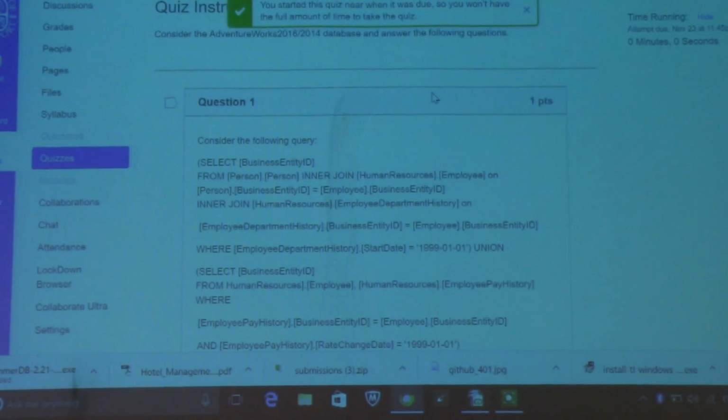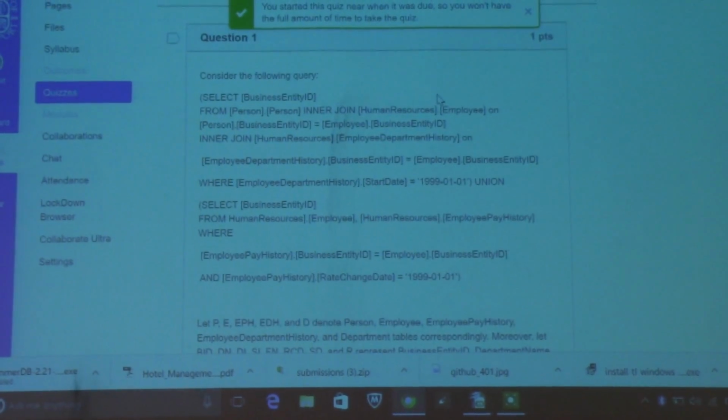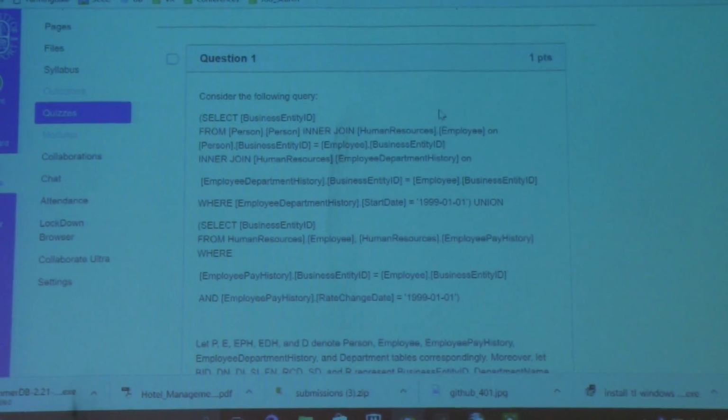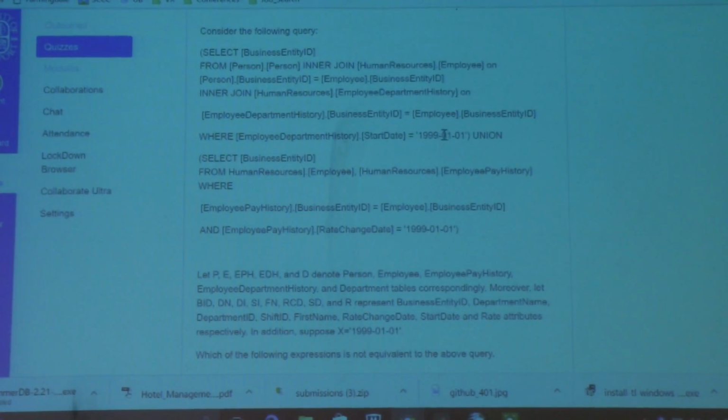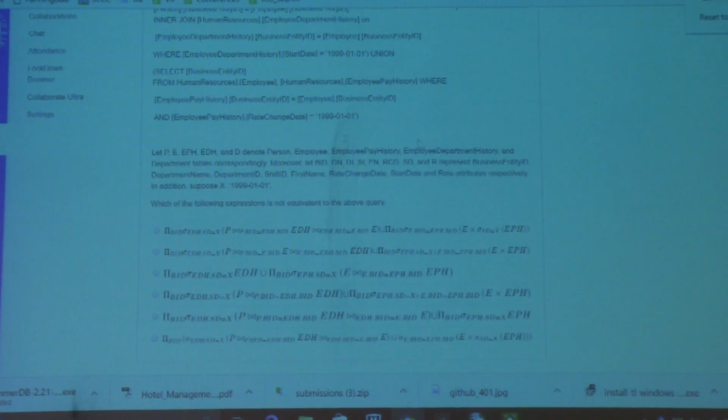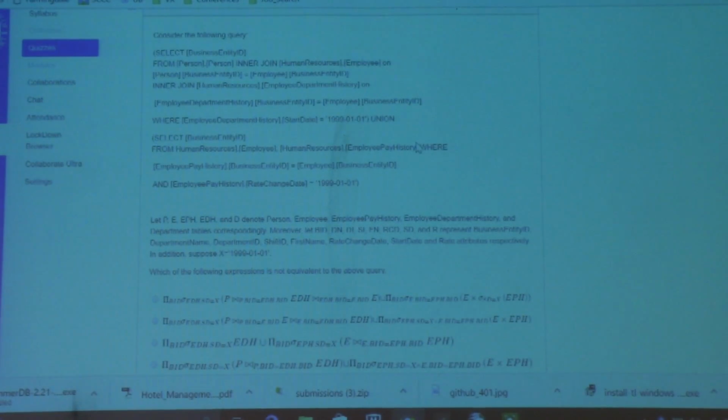First question. Consider the following query. Okay, it's a pretty long query, so I need to make it smaller to fit. Do you see that, this query? Now look at what now? You can't see that, right?